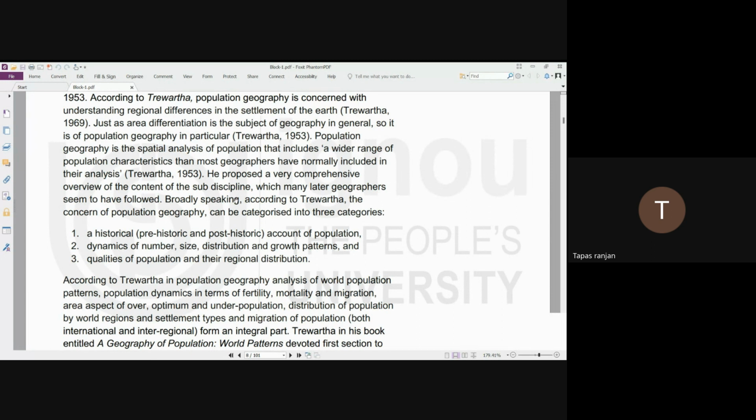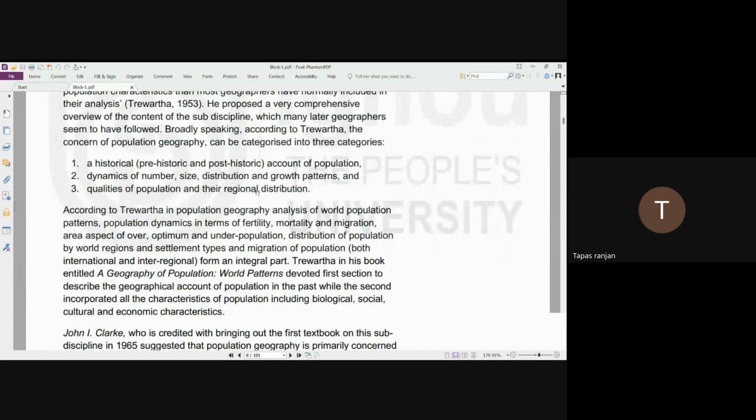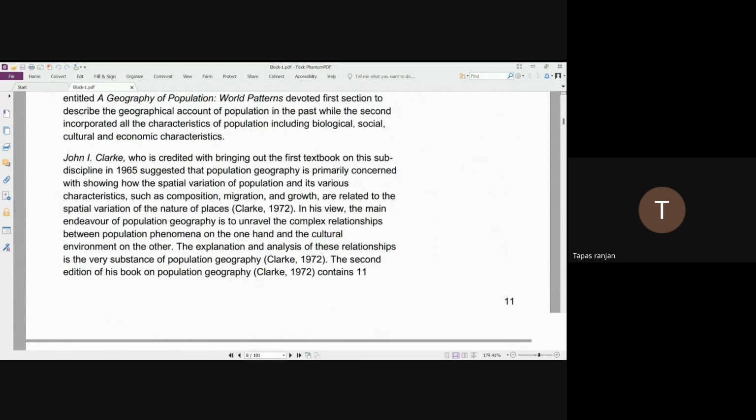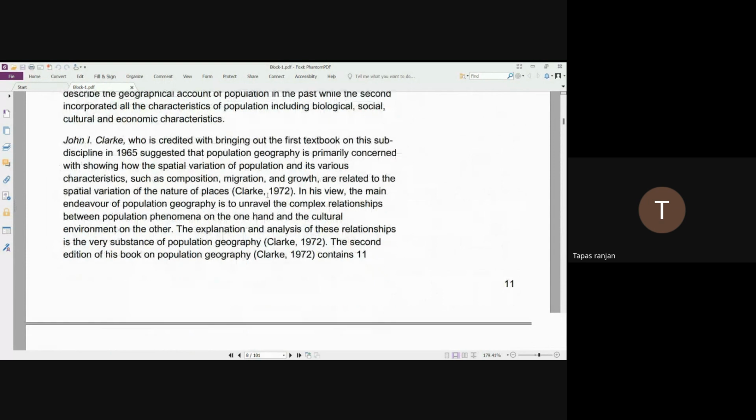Then the third one is the qualities of population and their regional distribution. Within qualities of population, you have different compositions of population: different races, different religions, then distribution of population based on language. All these are the qualities of population and their regional distribution. So how people are regionally distributed is what we study in that category. Then different definitions have been given here. You can go through it.